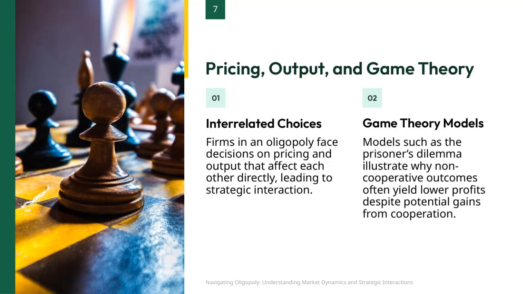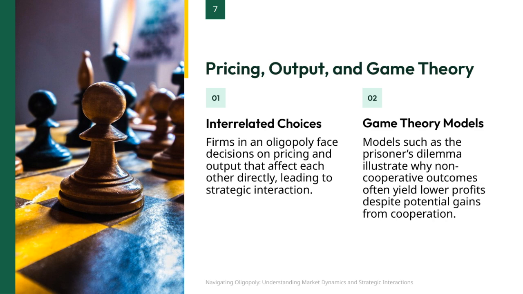Here we focus on the interaction between pricing, output, and game theory in an oligopoly. First, firms in such markets make decisions that are interrelated. Each company's pricing and output choices impact the others, creating a situation where strategic interaction becomes essential. Understanding these interdependencies helps explain why firms behave the way they do.